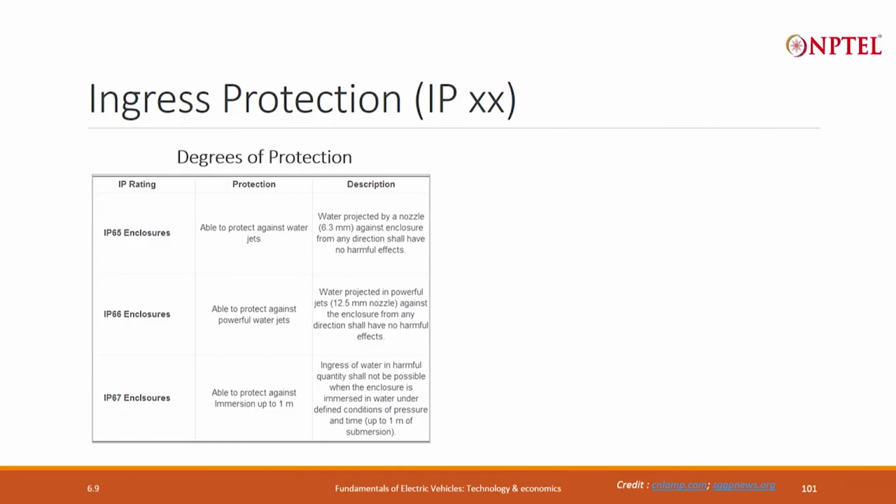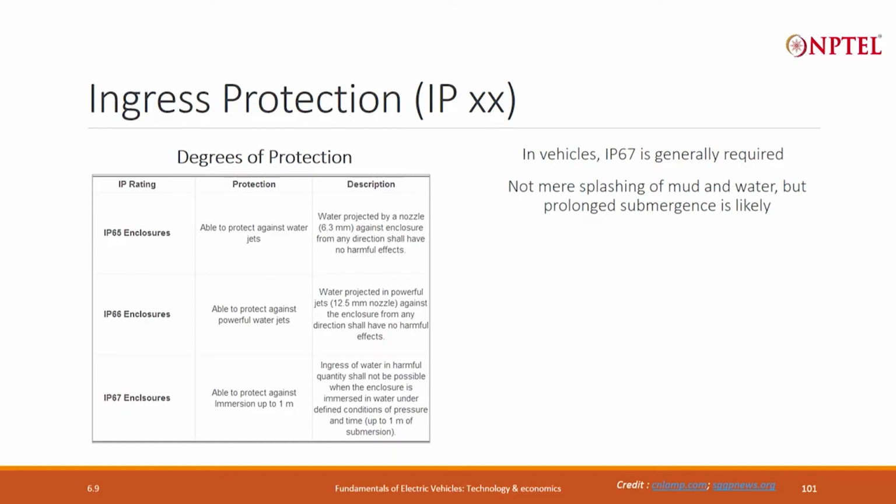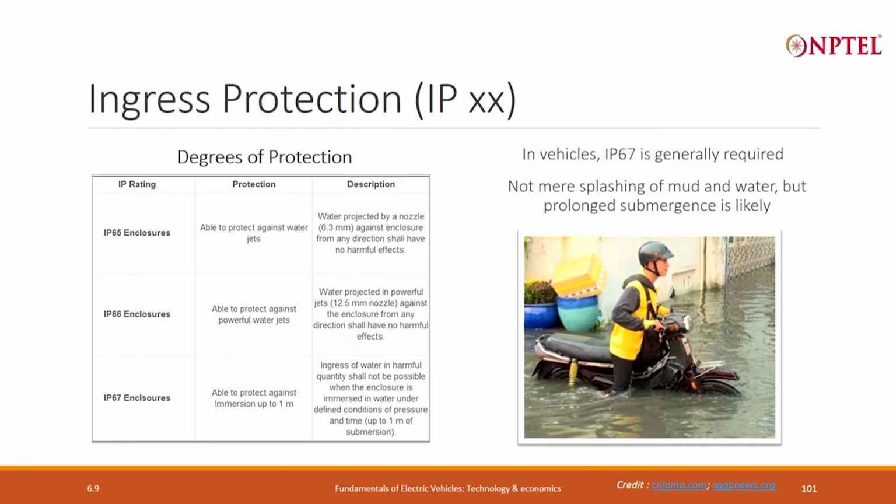IP67 is an even more extreme condition where it should be able to withstand submergence in 1 meter depth of water for a reasonable period of time. Not forever, it is not like a submarine, but submergence for several minutes it must be able to withstand, and that is the worst. Usually we require IP67. Why do we require IP67 when we are not building a submarine? Because this is likely to be a very common scenario in our cities. So, in all these conditions, if you want the motor and the controller to survive, they have to be built with IP67 protection.